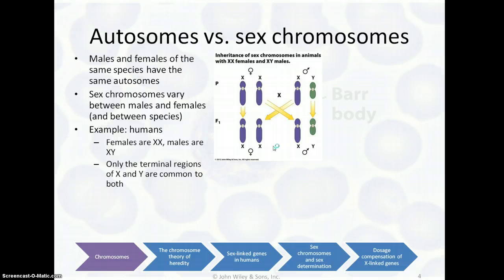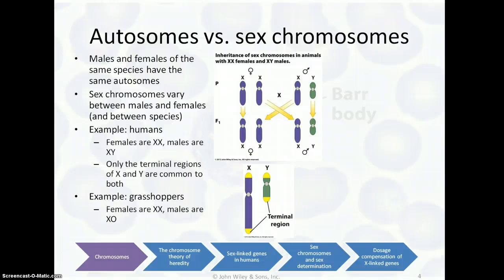Now the DNA sequences, and therefore the genes, on the X and Y chromosomes are different. The exception to this rule is these terminal regions, the regions in the chromosome right at the tips here. Those are the same between the X and Y chromosomes.